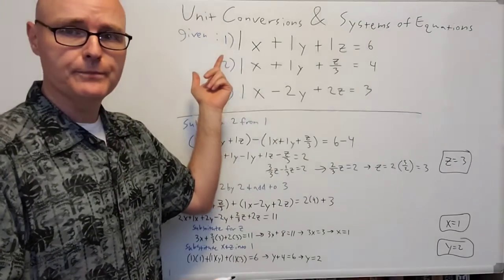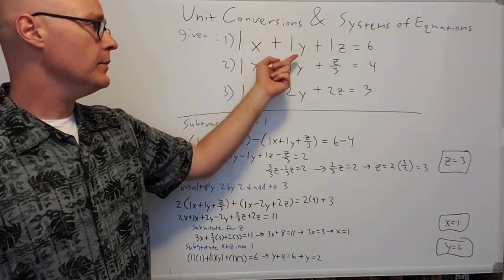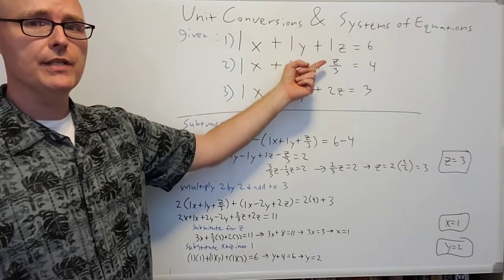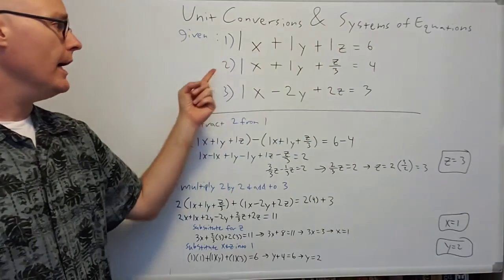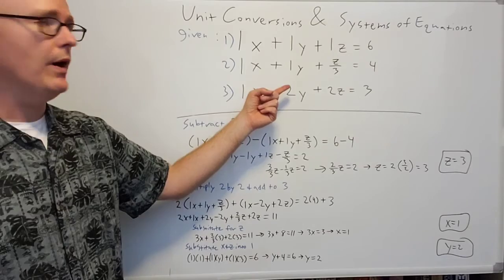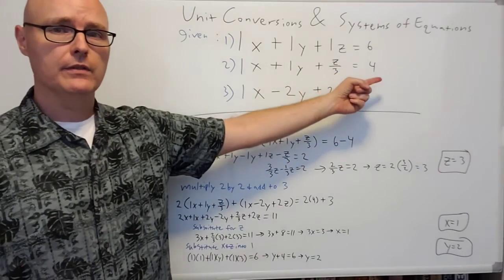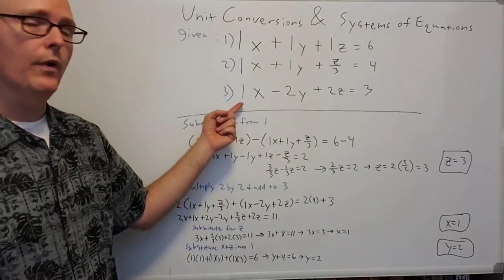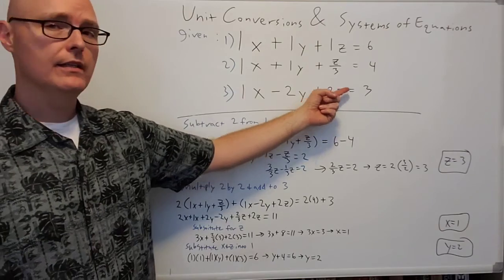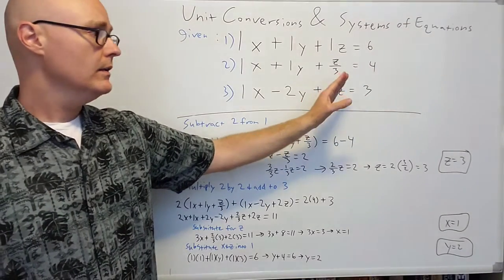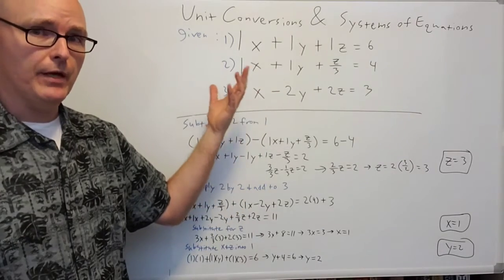So for this example, I have 1x plus 1y plus 1z is equal to 6. I have 1x plus 1y plus z divided by 3 is equal to 4. I have 1x minus 2y plus 2z is equal to 3. Okay. Instead of doing ratios this time, we're going to use a different property.